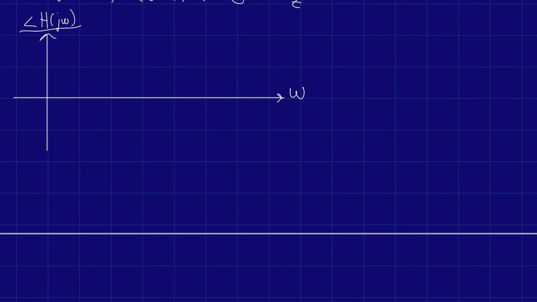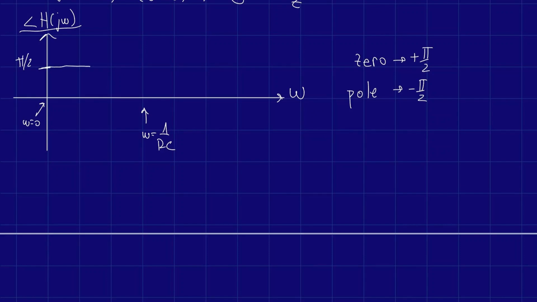And we already know that we have a 0 at omega equals 0, and we have a pole at omega equals 1 divided by RC. And a 0 creates an increase of pi divided by 2. And a pole creates a decrease of pi divided by 2. So here at omega equals 0, we have an increase of pi divided by 2. We'll denote it like this. And we go until a certain part. We continue going until we reach our pole, which will do a decrease of pi divided by 2. And it will just continue to go like this.